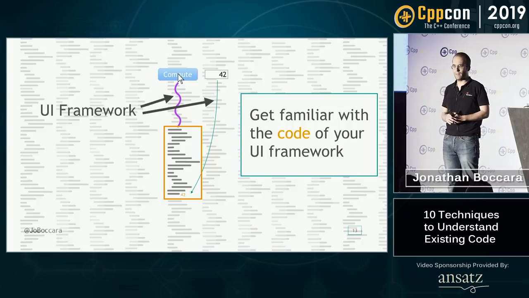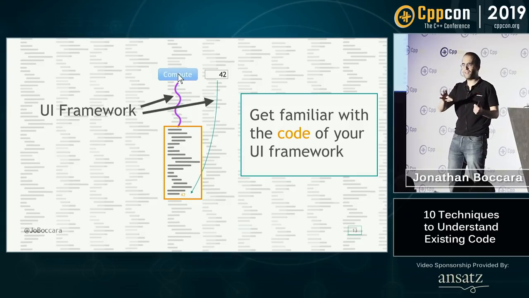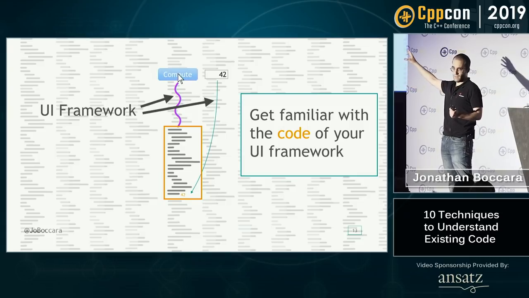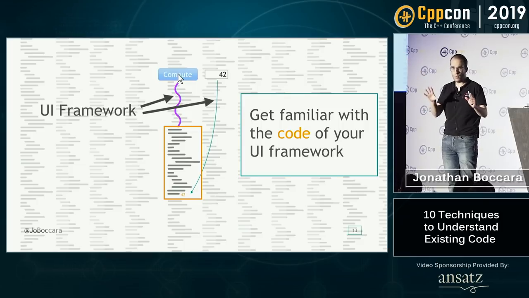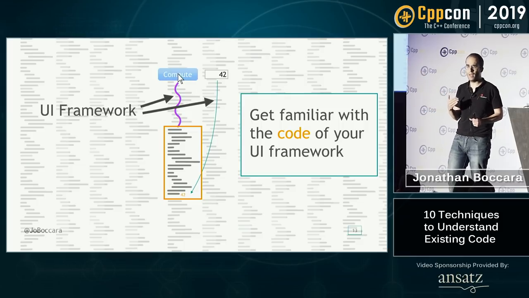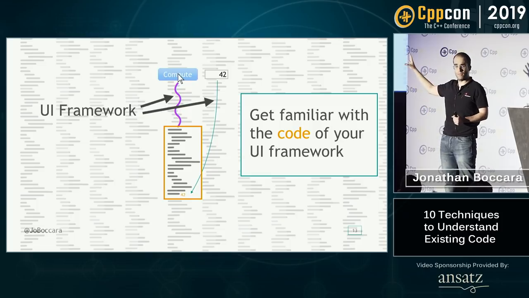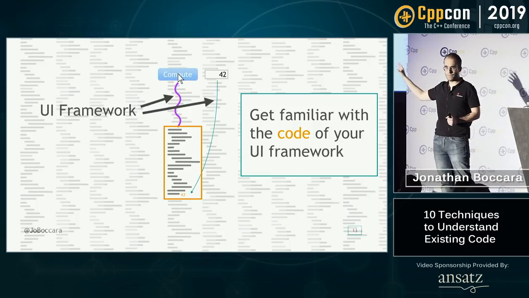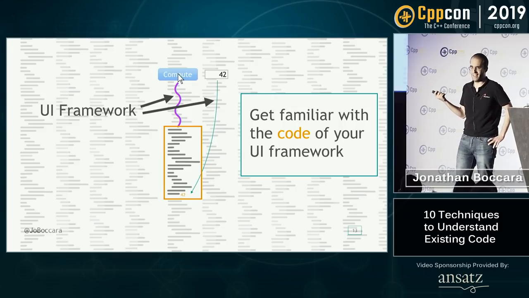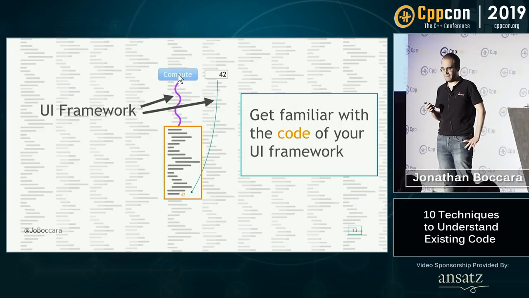So in practice, this technique number one consists in blocking off a few hours just once and starting from the click of the button and following everything that happens all the way to the business code. Trying to find your way around so that next time when you want to find the code that corresponds to something in the UI, you can do that in the blink of an eye, just like the purple wormhole. This technique, I think it saved me like hundreds of hours, literally.